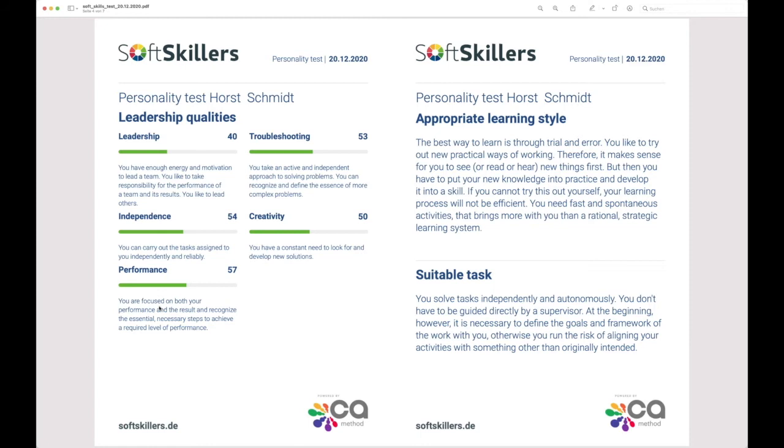So second thing, then we have the learning style and suitable task. Just one comment to this. We also described that in the SoftSkillers app. We have 5 different styles in each category, and you see only one, which is the most suitable. This means that the other styles might also be there, but they are not so dominant. So understand this information really as not absolute information, just as relative information.